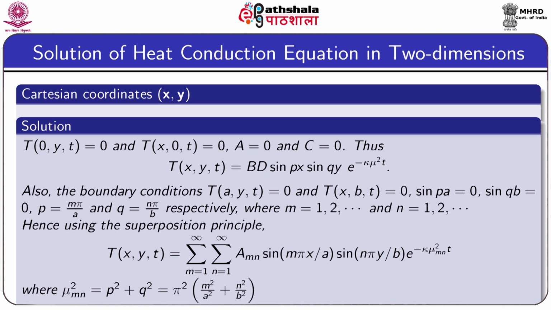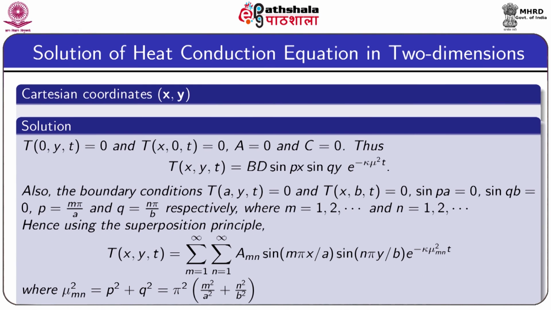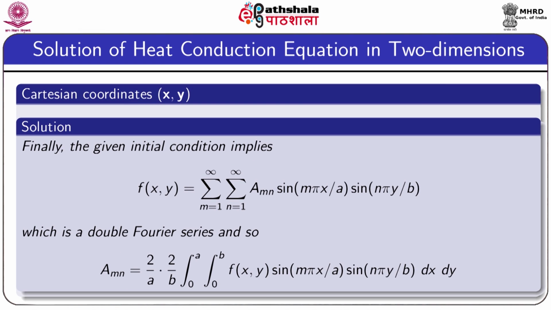Now in this solution, everything is known except the constant a mn, which depends on the values of both m and n. So to find the values of a mn, we need to apply the initial condition. The initial condition is given that the value of capital T at t equals 0 is small f(x, y). If we apply this initial condition, we obtain a relation in the form f(x, y) equals sum over m, sum over n, a mn sin(m pi x by a) sin(n pi y by b). From this expression, it is clear that this represents a double Fourier series. Particularly, this is a sine series.